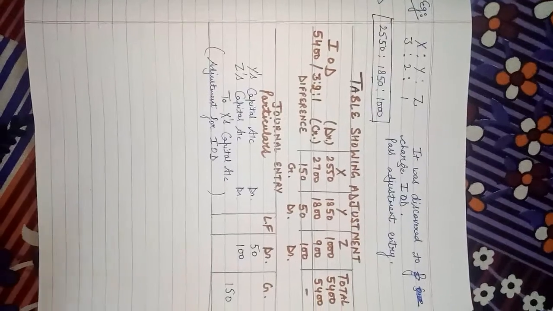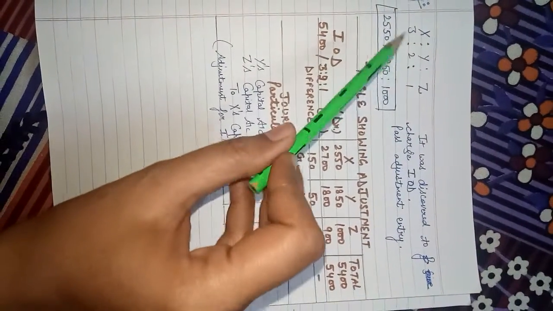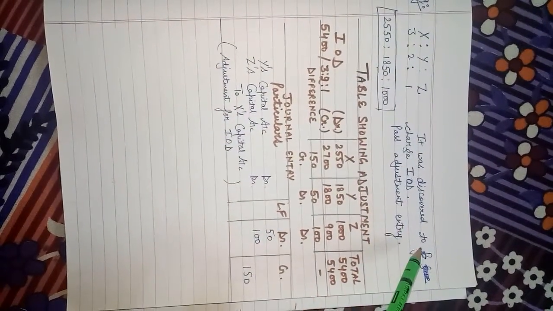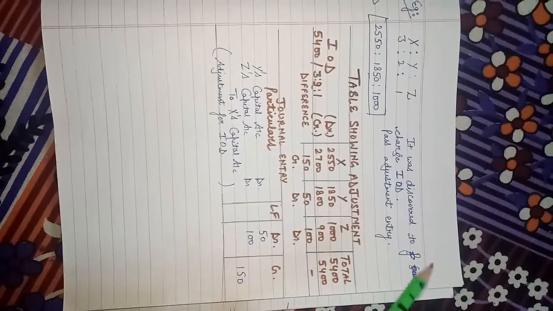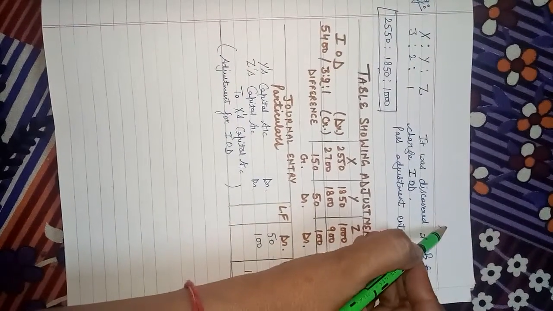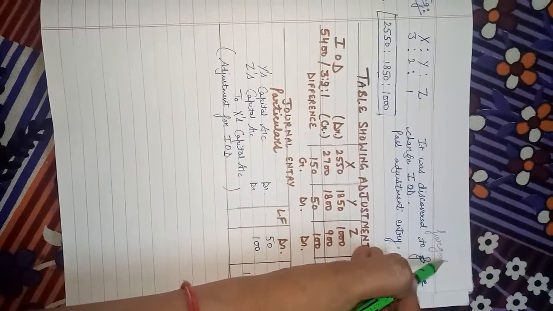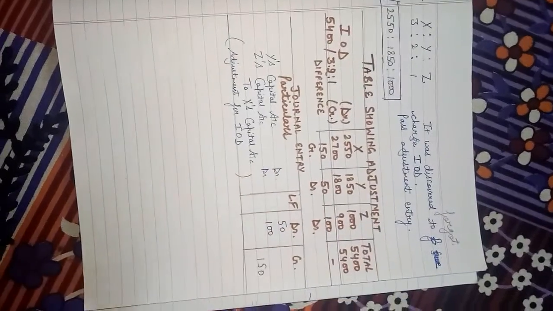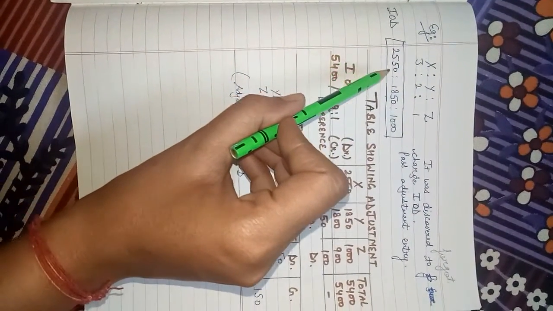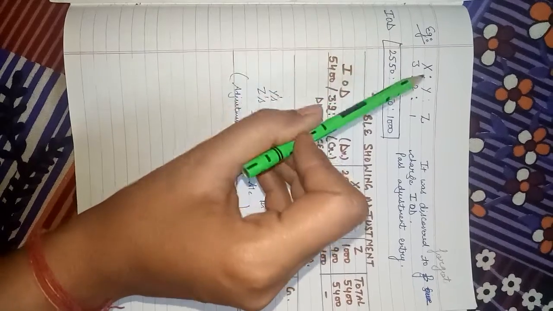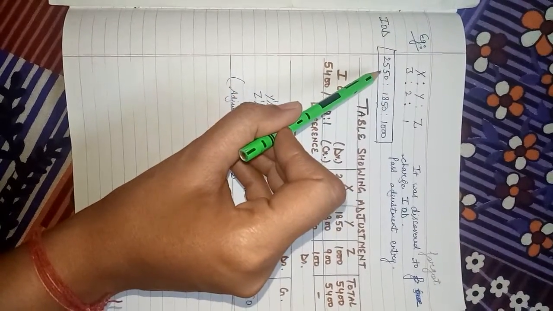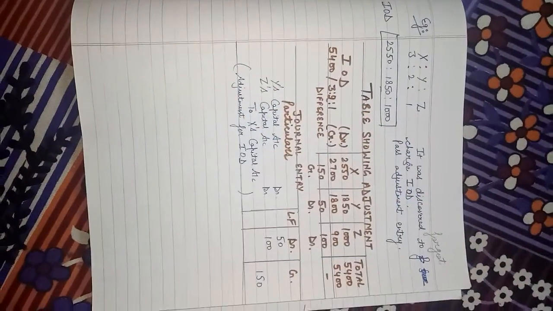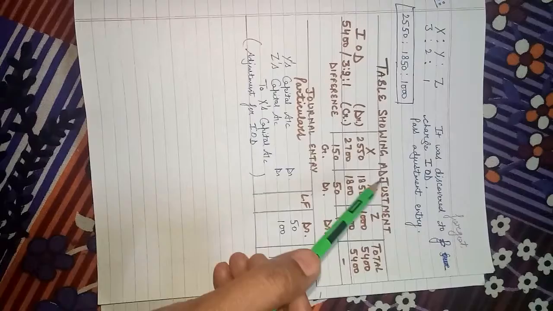Clear? One more example I am giving you. Three partners are there, X, Y, Z, their ratio is 3:1:1. It was discovered that they forgot to charge interest on drawings. Pass adjustment entry. And the interest on drawings is given directly. You need not calculate interest on drawings: 2,550, 1,850 and 1,000. Then again we will make a table showing adjustment.